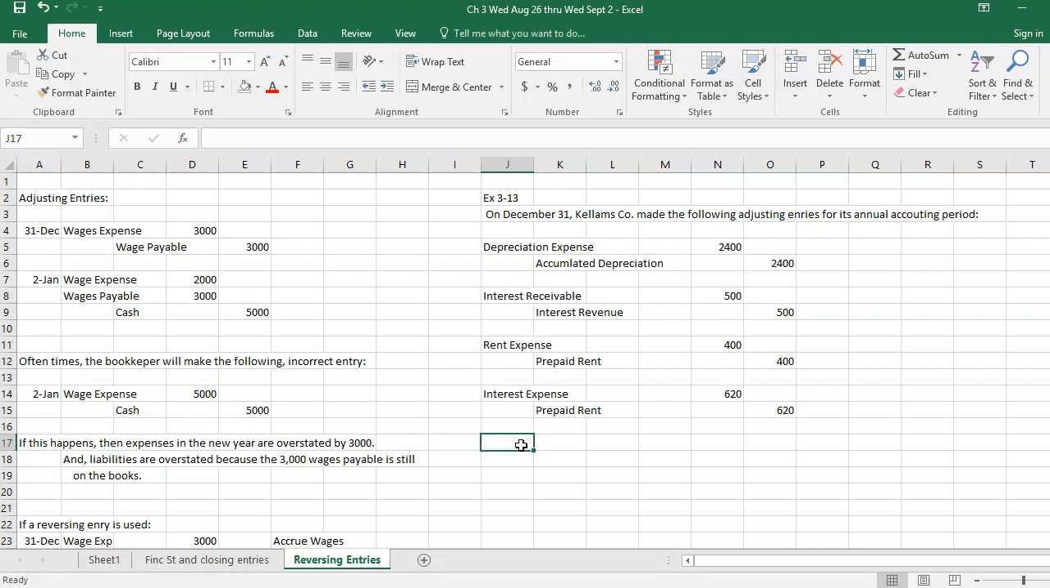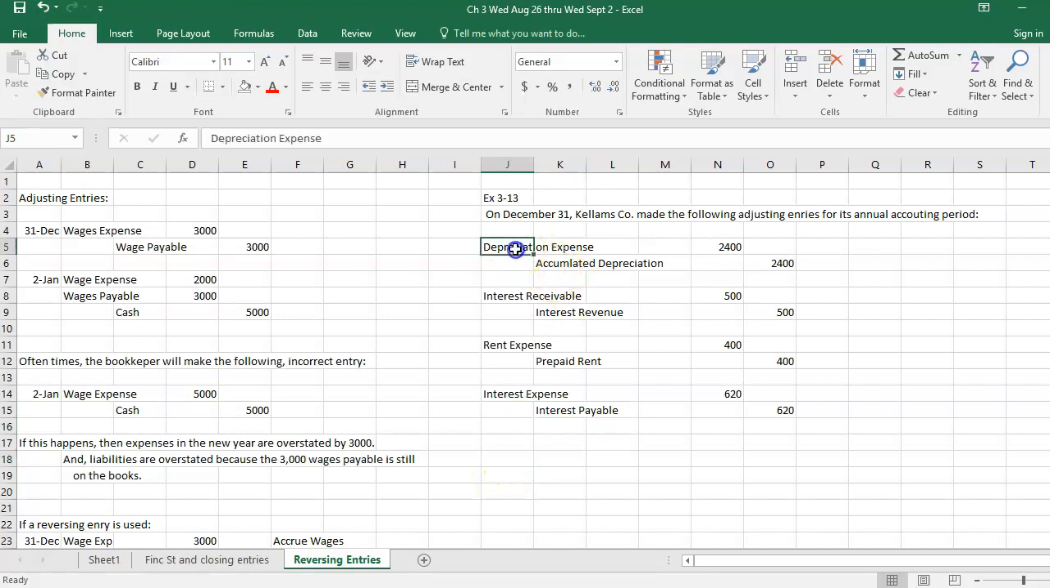All right, so on December 31st, Kellen's company made the following adjusting entries for its annual accounting period. And these are the adjusting entries. They did depreciation expense, interest receivable with accrued interest. They adjusted prepaid rent, and then they also, I don't think this is right, this one should be interest payable. I'm losing my mind today. Okay, and they recorded some interest payable. They accrued some interest expense.